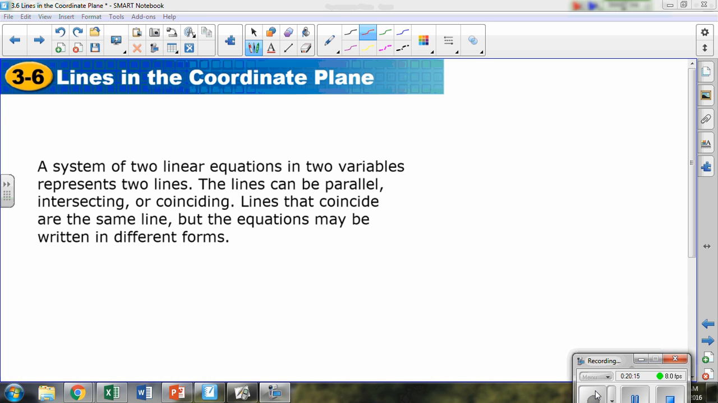Well, we're going to look at something similar to that. Not so much with the goal of solving the system, but the goal of asking what kind of solutions there are. If the lines are parallel, there is no solution.